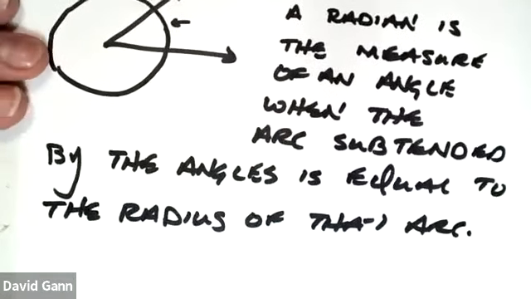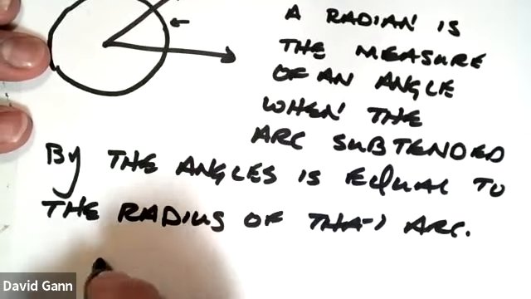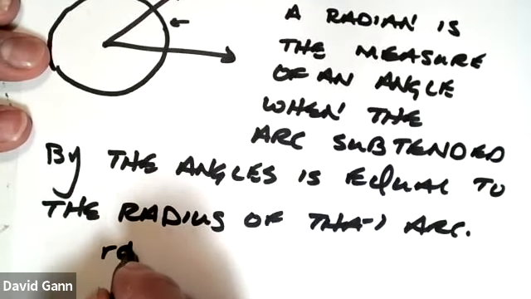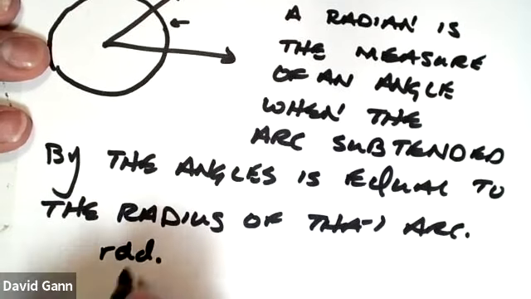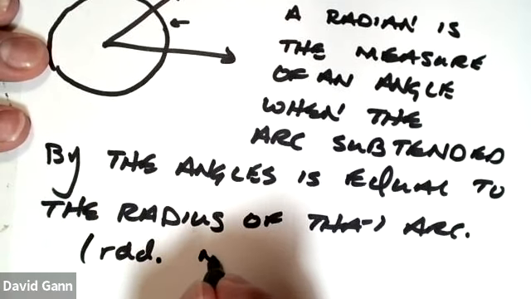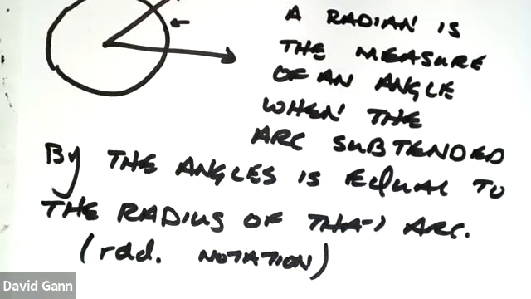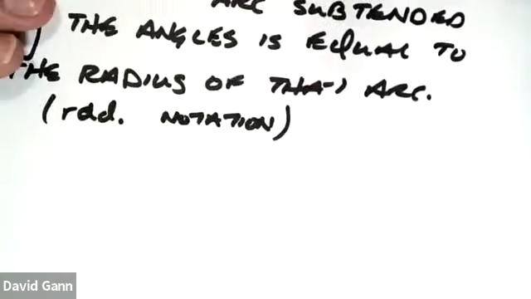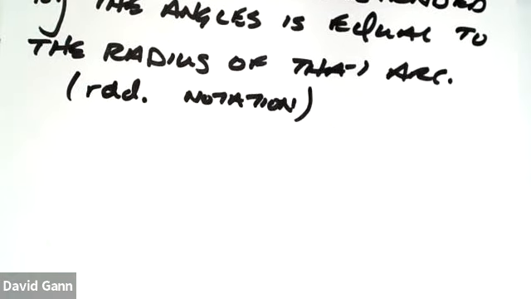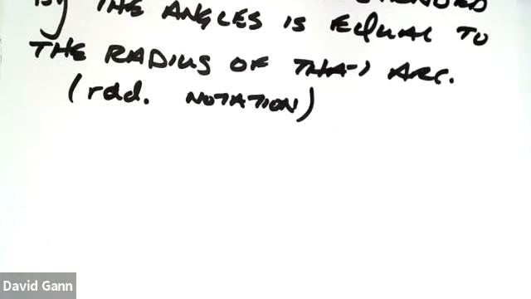Okay, and then the abbreviation would be lowercase r-a-d, with a period, right? So this is the notation. Like I said, it's not really a unit because it's a ratio, r-a-d. Okay, so the first thing we might want to do is to figure out how to convert from what we're comfortable with, degrees, into radians.